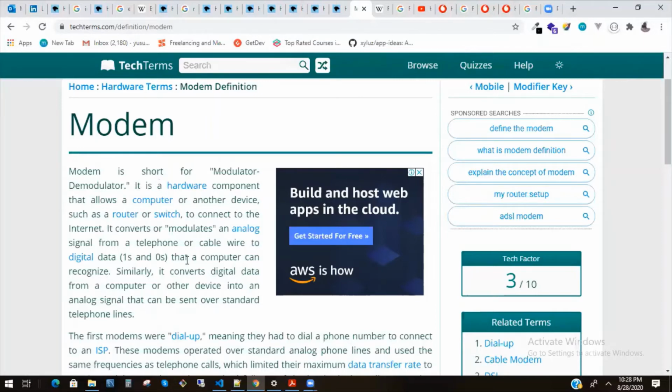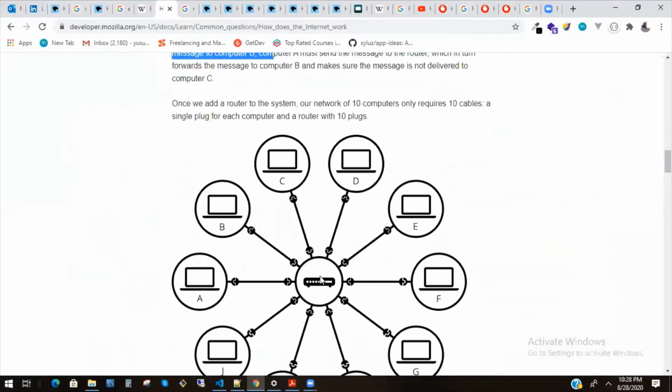You might not use a modem depending on what you use as your internet service provider. The job is to allow a computer or device, such as a router or switch, to connect to the internet. You can see the router that we have here. I already showed you this router.